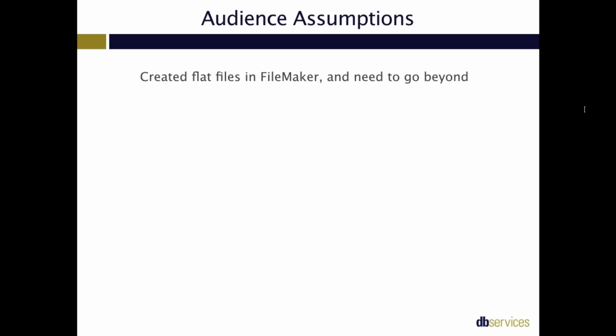Okay, so I do have some assumptions in this presentation. I've assumed you've at least used FileMaker to create a FileMaker file. It could be a flat file, doesn't need to be relational, but you've used FileMaker, created a table, created some fields, you've played around the relationship graph a little bit, you have familiarity, right? But you want to know how to take those files and connect them, or one file and create relationships between tables. Take your FileMaker application to the next level.